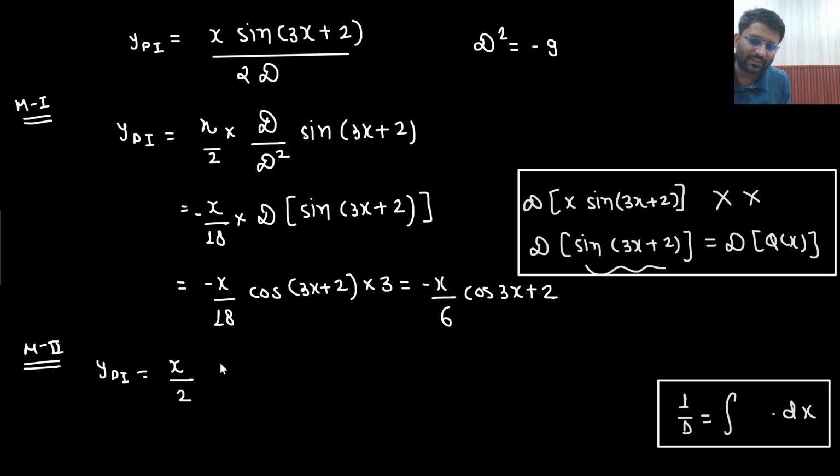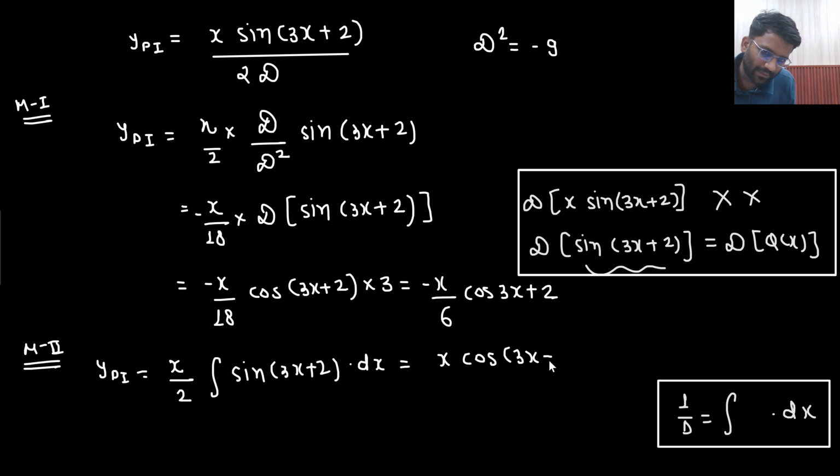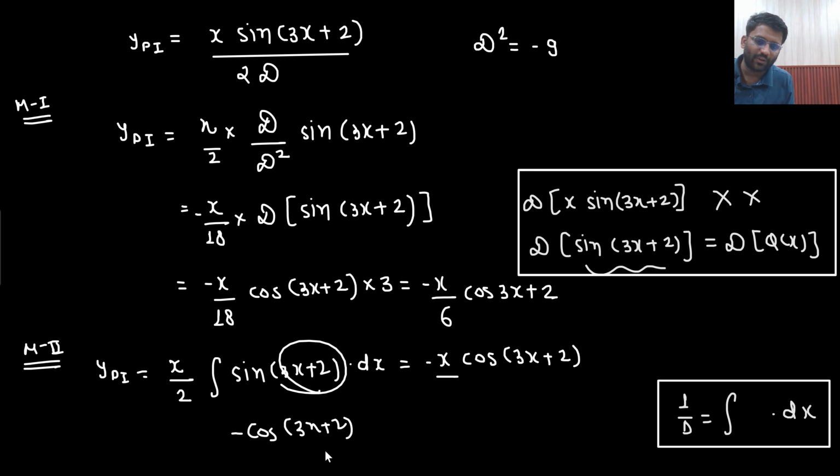So 1 by d will be replaced as integration sine of 3x plus 2 dot dx. So what answer you will be getting? What is the integration of sine of 3x plus 2? That is nothing but cos of 3x plus 2 with the negative sign and divided with 3. Sir, that is nothing but minus cos 3x plus 2, and now differentiate this in the denominator. So what you will be getting? 3. So minus of cos 3x plus 2 divided with 3. So 3 into 2 will be 6. This is the answer that we are getting.